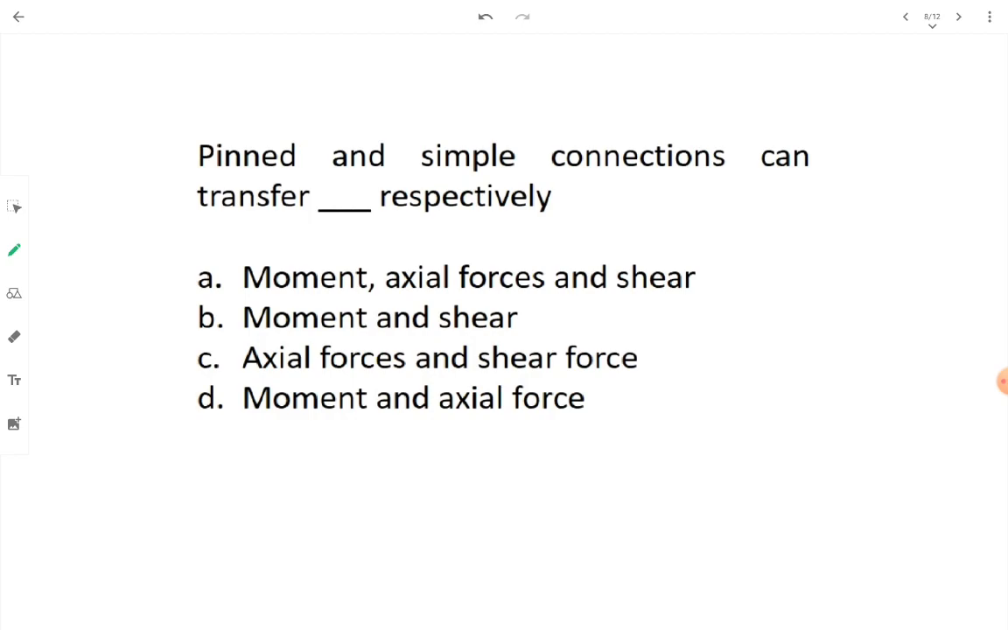Then, pin and simple connection can transfer blank respectively. Pin connection cannot transfer moment. That's why we have to cut the options that say moment. Therefore, we can directly cut A, B and D. What are we left with? Pin connection transfers axial forces, and simple connection, as we just saw, can transfer shear force only. Therefore, the option should be C: pin connection, axial forces, and simple connection, shear forces.